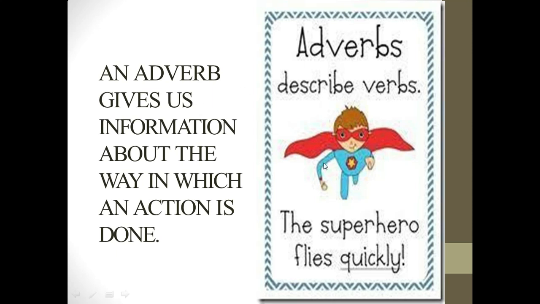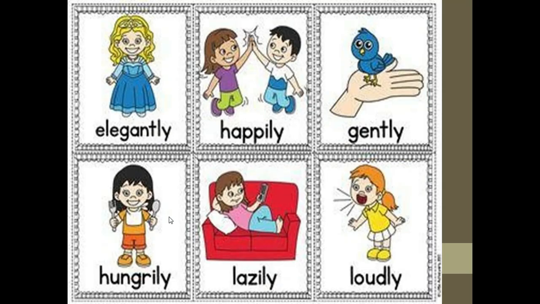For example, here you can see the example: the superhero flies quickly. Superhero is a noun, flies is a verb, and quickly is an adverb, because quickly is telling you how it is flying. Okay, so flies quickly, flies is a verb and quickly is an adverb. So an adverb is a word that tells you something about the verb. Okay, for example, these are some of the examples like elegantly, happily, gently, hungrily, lazily, and loudly.